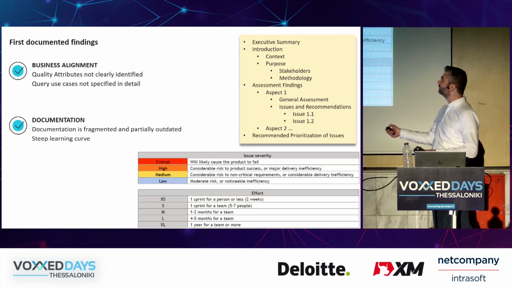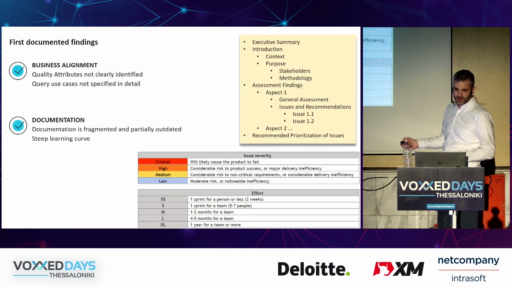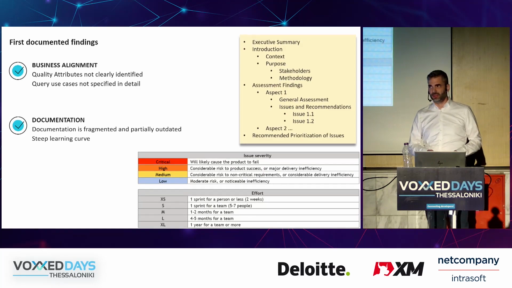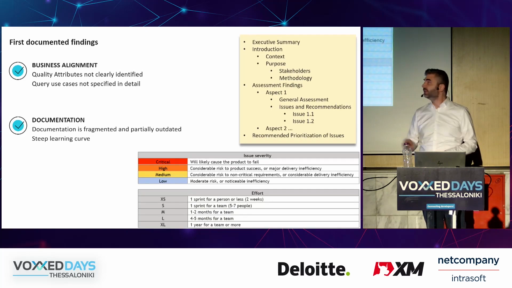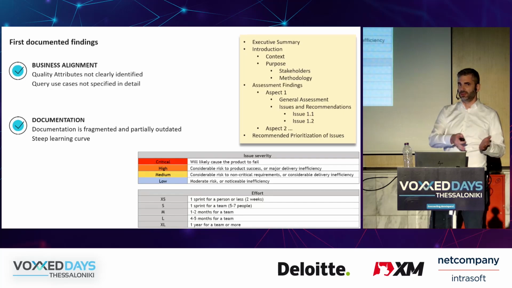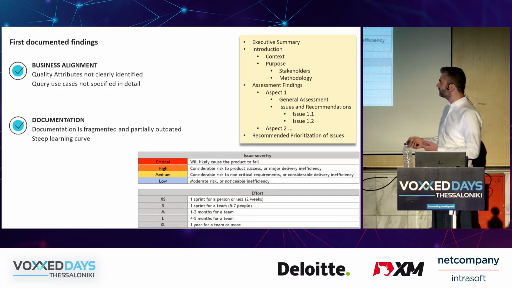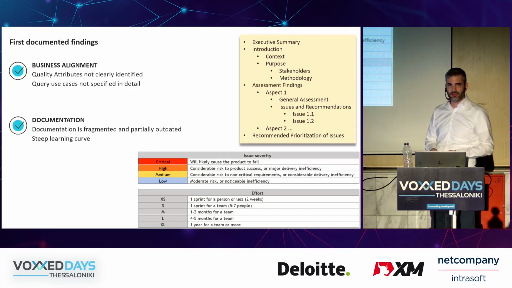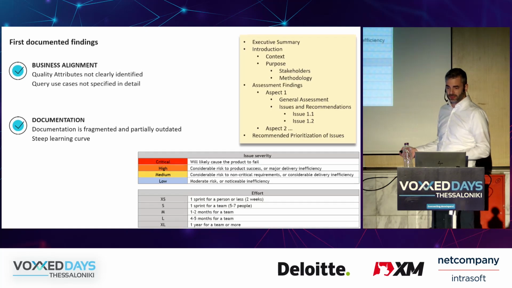And here are the first issues that I collected. The first aspect is business alignment. I said that the quality attributes are not clearly defined and the query use cases are not specified in detail. In the documentation category, I also stated that the documentation is fragmented and partially outdated. You can imagine some of it was in old Word documents, some of it was in source code, so it wasn't really an up-to-date and easy to understand documentation. And also I mentioned the steep learning curve.